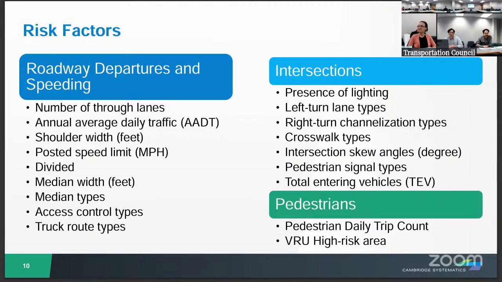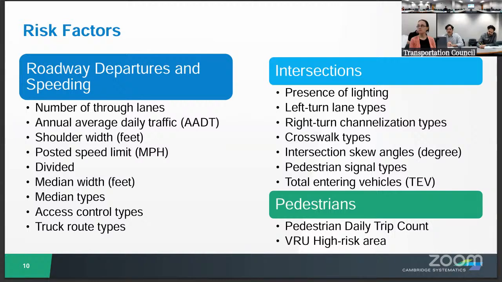So what we're undertaking now too is identifying the risk factors. Within these focus facilities, we're doing risk factor analysis within these attributes that are available through the roadway inventory system data, as well as a few other ones that we have for pedestrians, looking at high-risk areas as defined by the Vulnerable Road User Safety Assessment, and pedestrian trips.